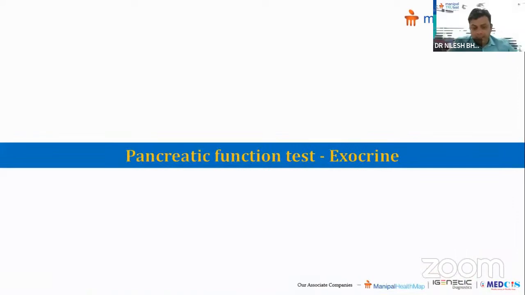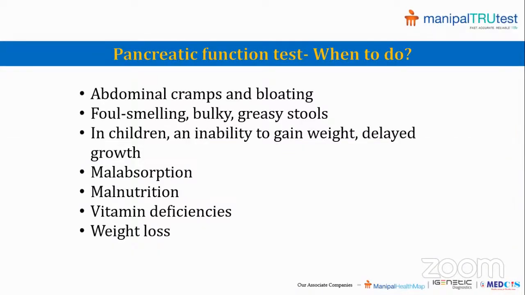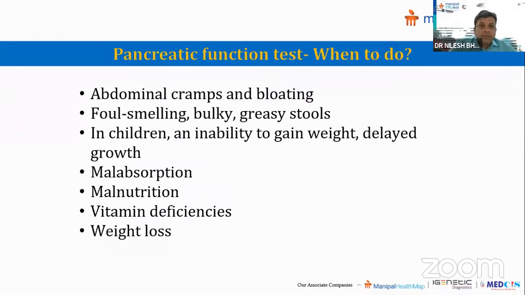So in pancreatic function tests, we will just discuss one test which determines the exocrine function of the pancreas, and when to order the pancreatic function test. Whenever the patient has symptoms of abdominal cramps, bloating, particularly foul smelling, bulky, greasy stools, vitamin deficiency, malnutrition, malabsorption, and in children particularly inability to gain weight or delayed growth, at that time you can suspect some pancreatic involvement. So you can go for a pancreatic function test.